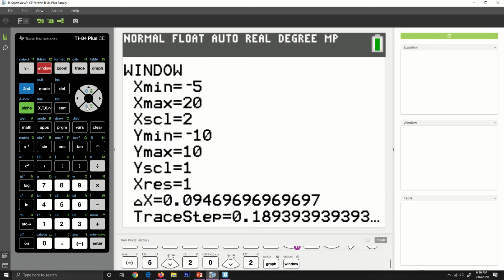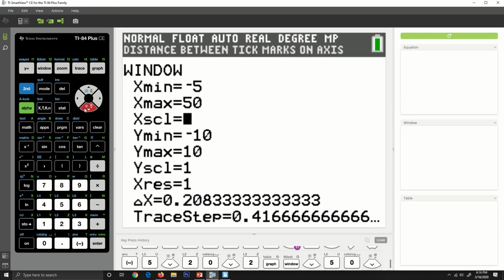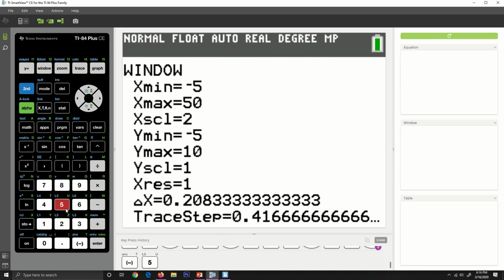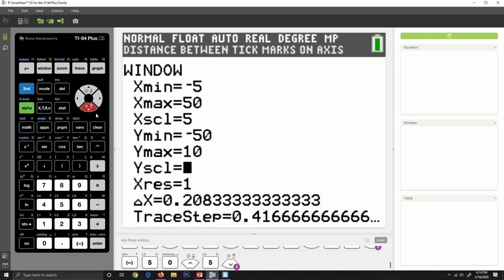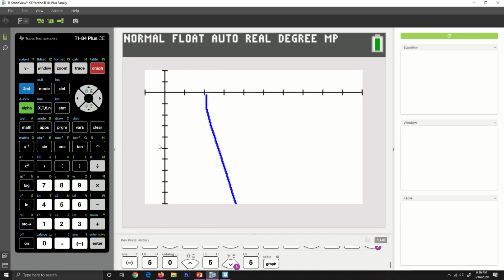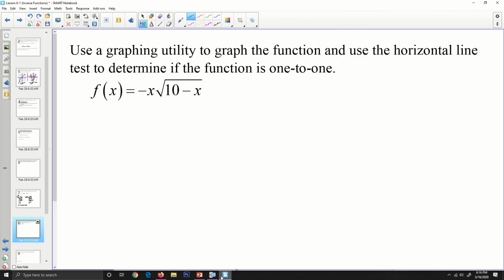Let's change the window again. Let's go to 50, and it's going down. So let's move our y's down a little bit. Let's make that negative 50. Let's change the x scale to 5. Let's change the y scale to 5. Let's hit graph here, and oh, look at what we got there. All right. So the question is, is this particular function going to be one-to-one?